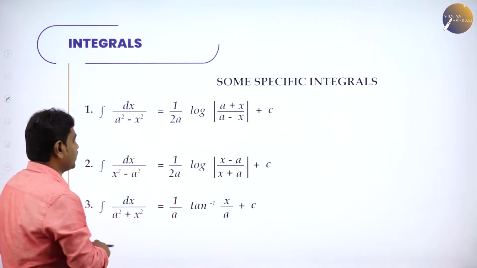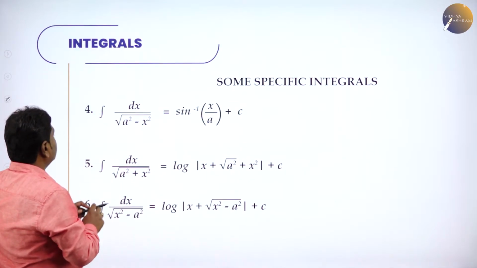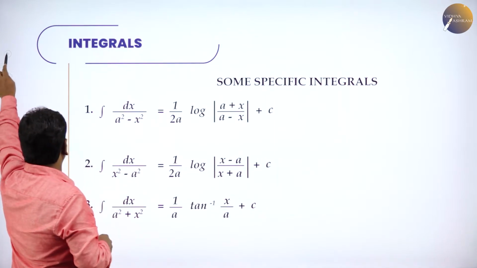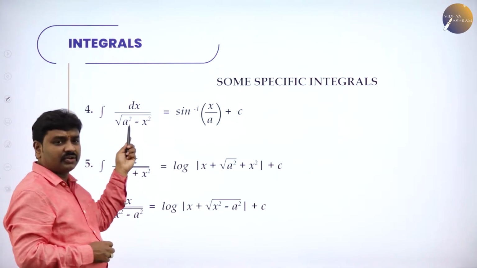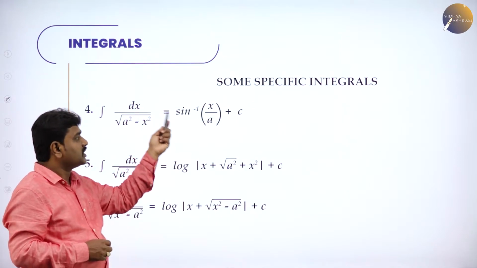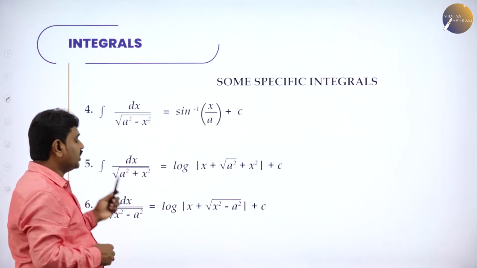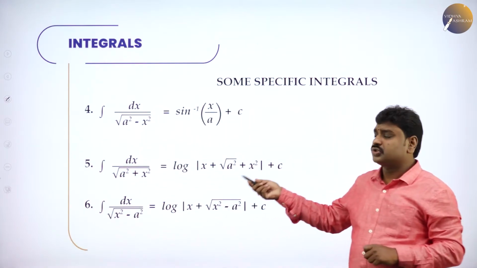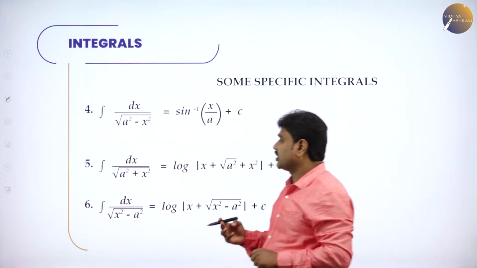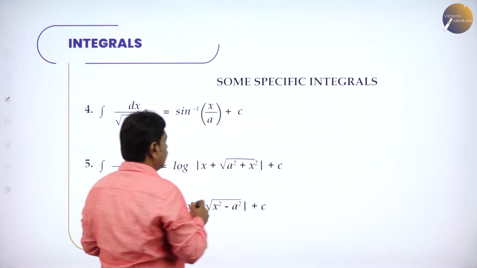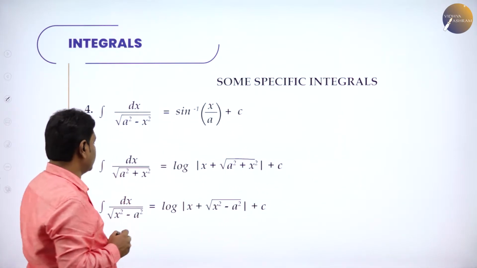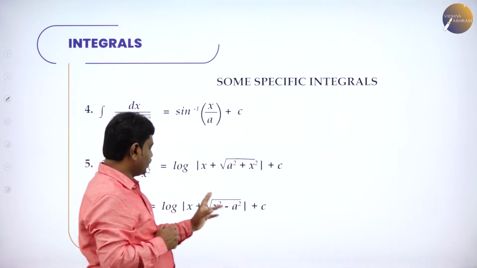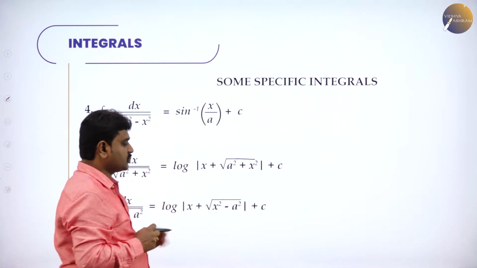So these are the specific integrals, and we have three more. Integration of all three, whatever we have seen here, without root. For the same three, if you put root, integration of dx divided by root of a square minus x square, sin inverse x by a plus c. Integration of dx divided by root of a square plus x square, log of x plus root of a square plus x square. Integration of dx by root of x square minus a square, log of mod of x plus root of x square minus a square plus c.